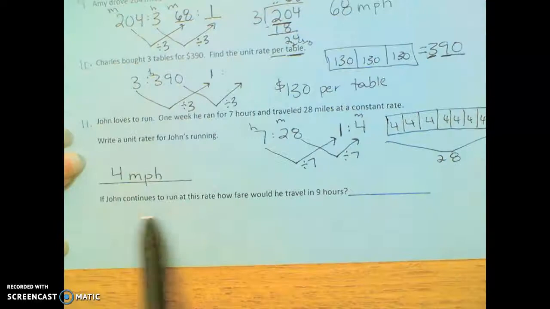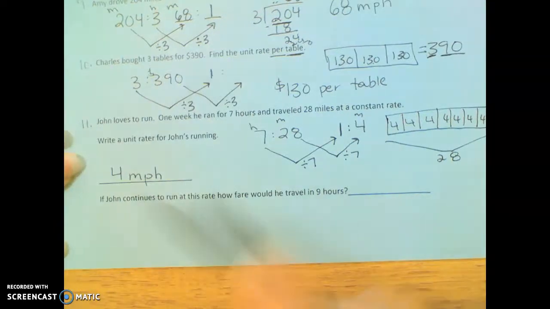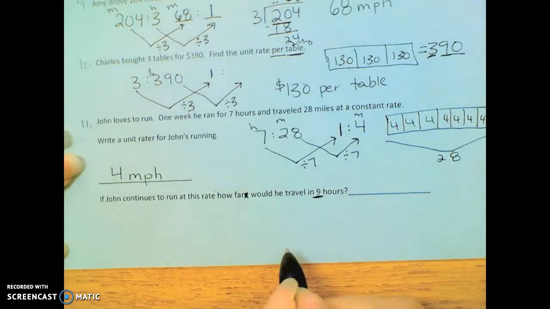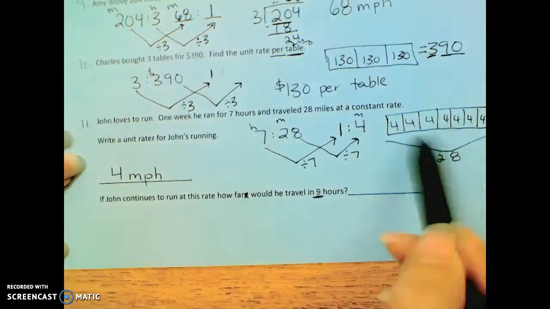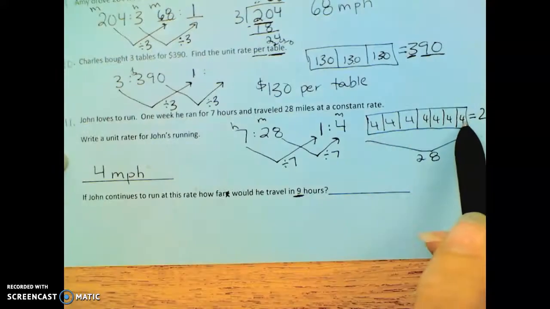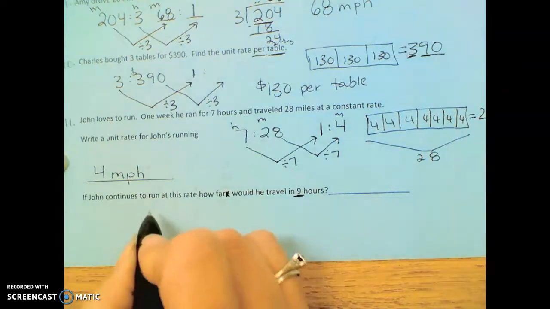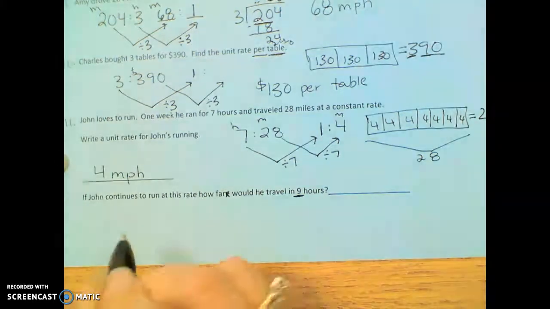So if John continues to run at this rate, how far, sorry about my typo, how far would he travel in 9 hours? So again, I could use my tape diagram up here. If this is 7 and I need to get to 9, I need to add 2 more groups of 4. Or I could use my tape diagram, my double number line.